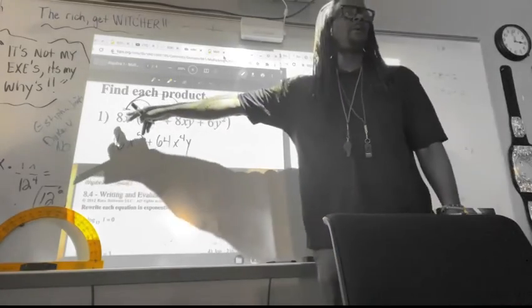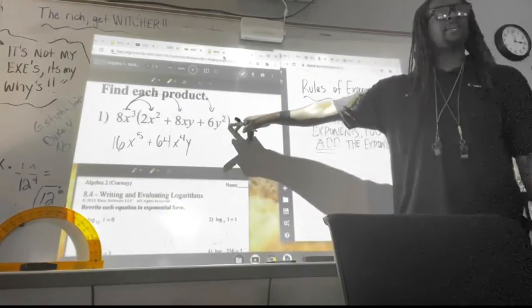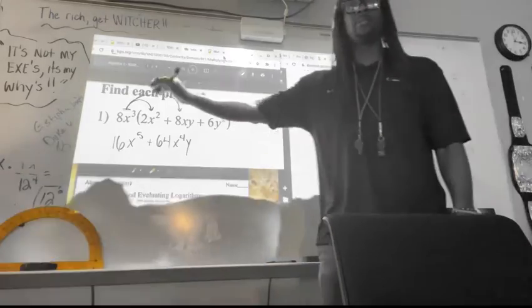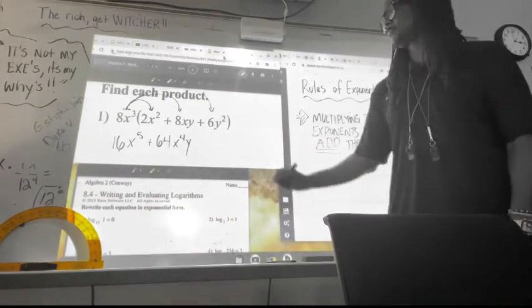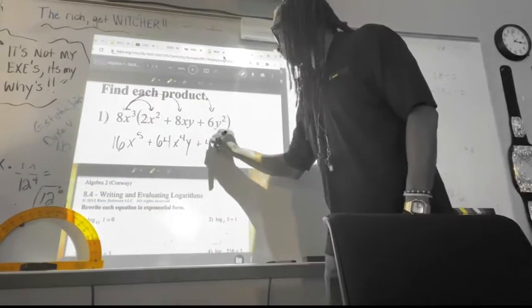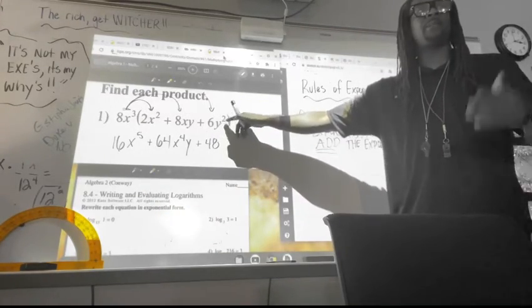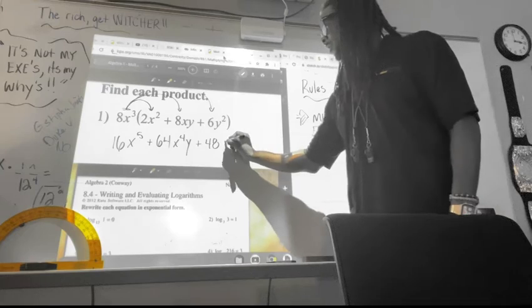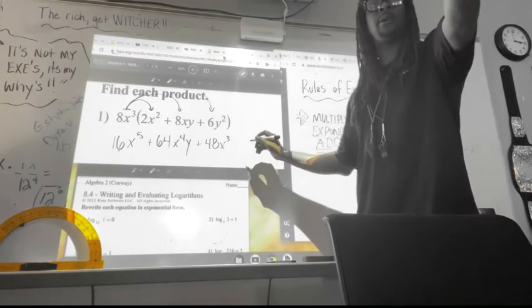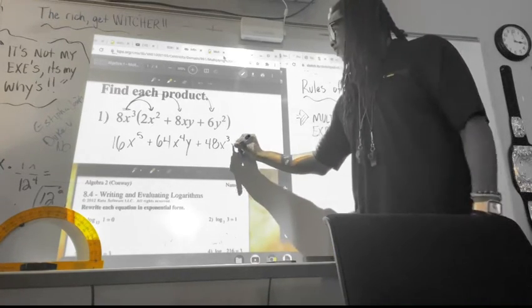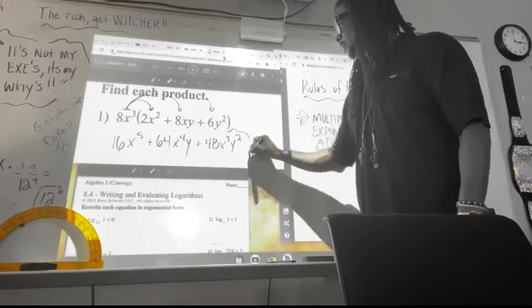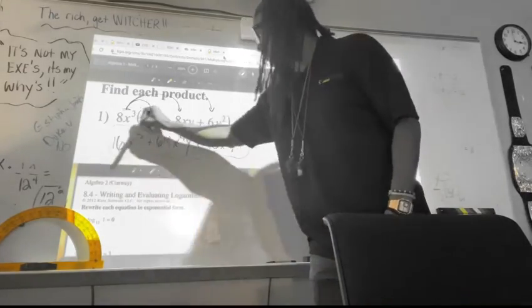Last one, 8x cubed times 6y squared. Take it in stride, 8 and 6, 48. And x to the third times y squared makes what? X to the third and y to the second. Guess what, gang? You have just multiplied polynomials.